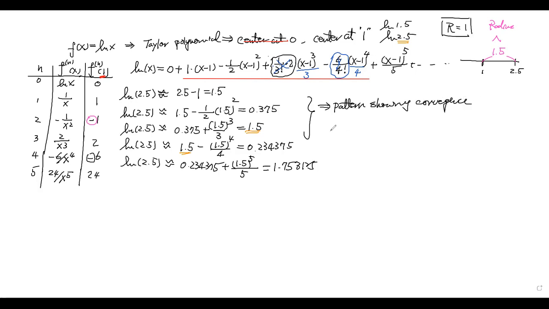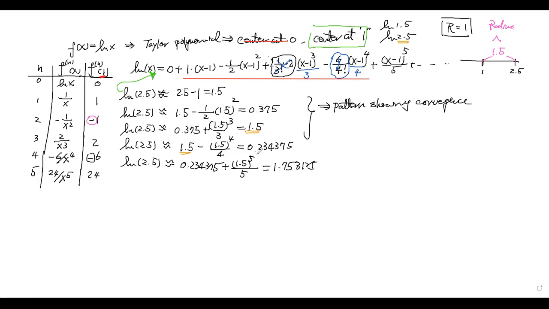So I know if I want to estimate natural log 2.5, I cannot use the ln x series centered at 1. It's not going to work. As you can see, if I put this one back to this, my values jump up and down, up and down.